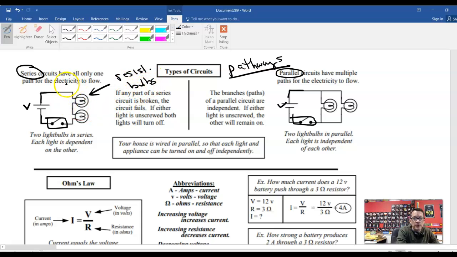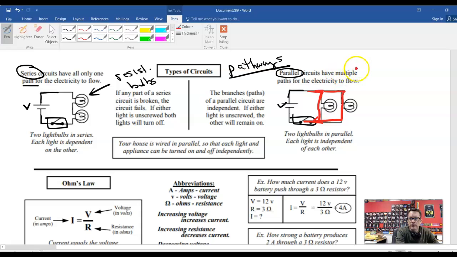In a series circuit, there's only one pathway for the electricity to flow. In other words, the electricity cannot get from one side of the battery to the other side of the battery through any way other than going through both of these bulbs, assuming that the switch is closed in this case. Contrast that to the parallel. There's multiple pathways. So electricity can flow through this path, and electricity can also flow through this path. Because of this, there's some very small differences between how these operate, but they're pretty substantial in terms of their purpose.